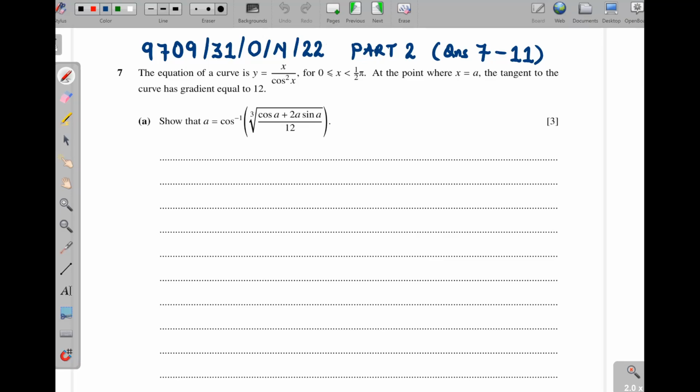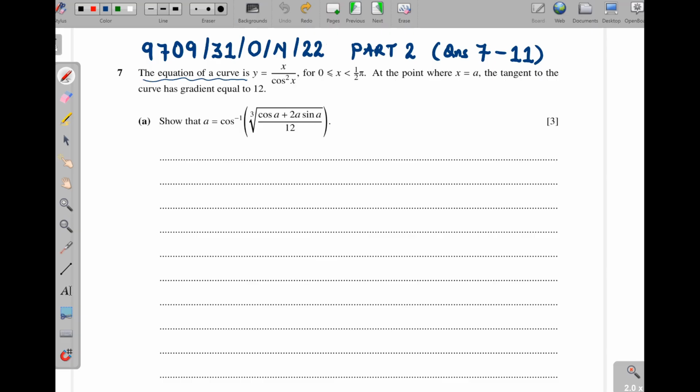Part 2, this is for questions 7 to 11. Question 7 is coming from differentiation, this first part here. But since a is expressed in terms of, again, a here, that means this one can be solved using numerical methods. So I expect the next part to come from numerical solutions.